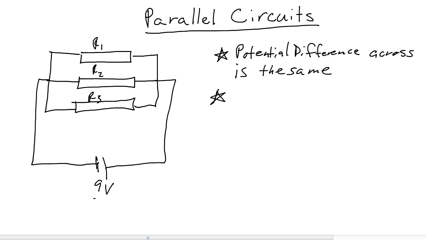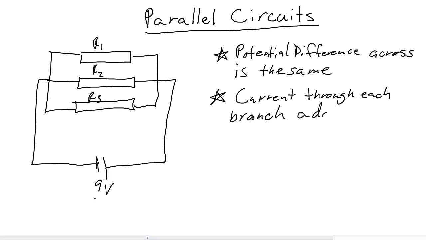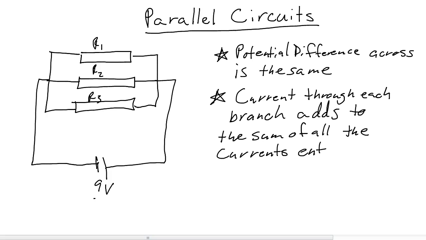The other thing that you need to know about a parallel circuit is that the current that is broken up and flows through each of these branches adds to the sum of all currents entering the branch. Okay, so what do I mean by that?